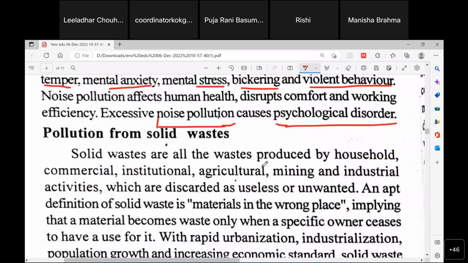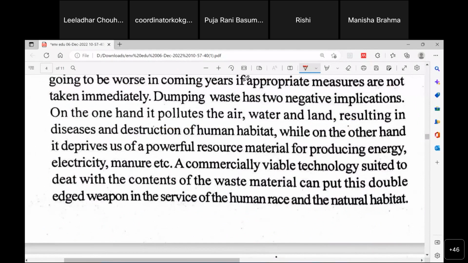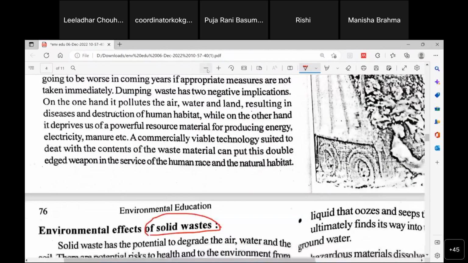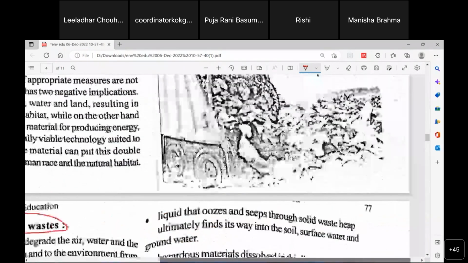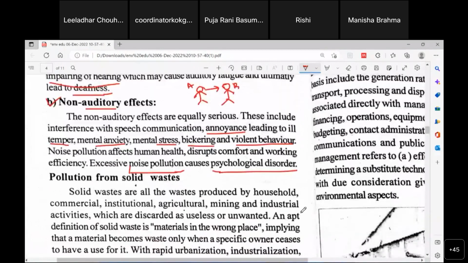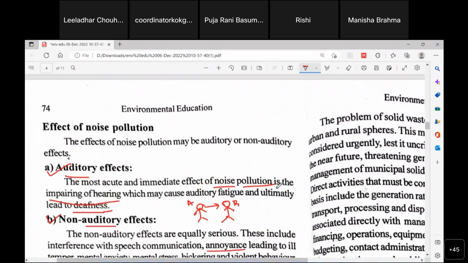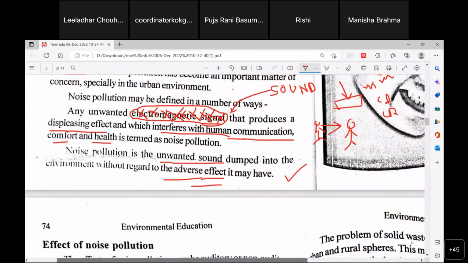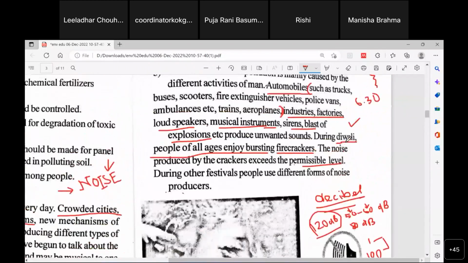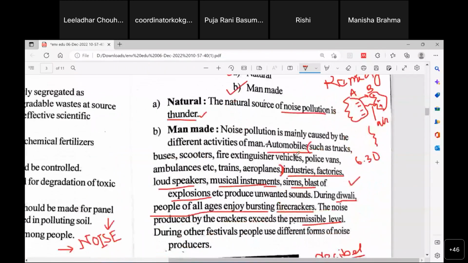Now, how will you control it? That part I think is not directly given in this book. How will you control this noise pollution? Let me tell you two or three things. When you want to control noise pollution, we should reduce the horn of automobiles and put silencers in the engines.